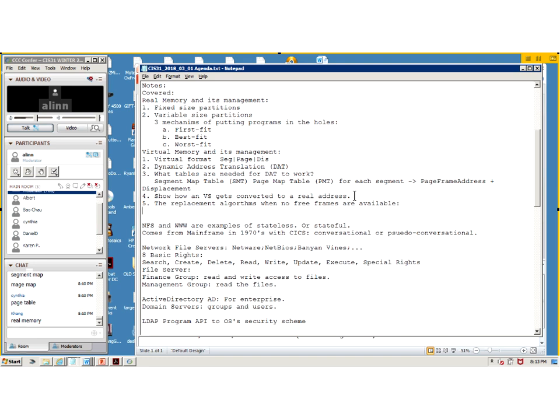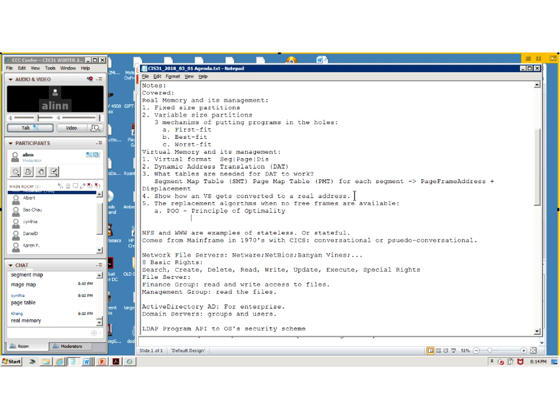Okay, what are the algorithms? Principle of optimality. And what does that mean? Anybody? It replaces the page that will not be used the furthest time in the future. In other words, with all the pages that are being hit in the system, you want to replace the page that will not be used the furthest time in the future. That is what principle of optimality really is.